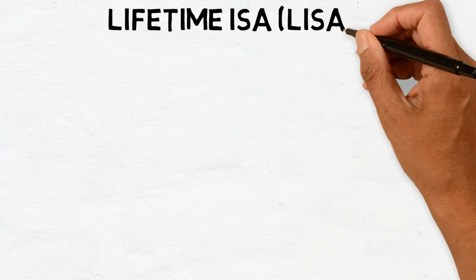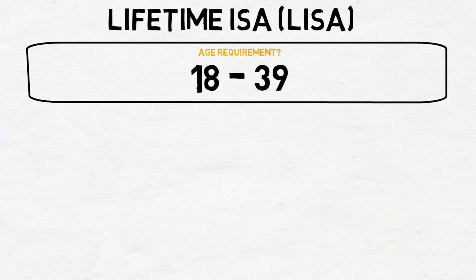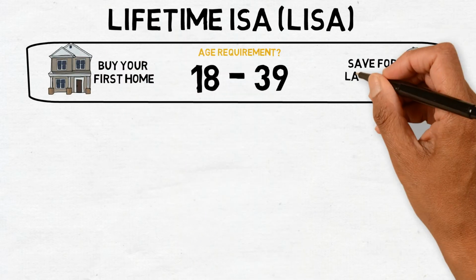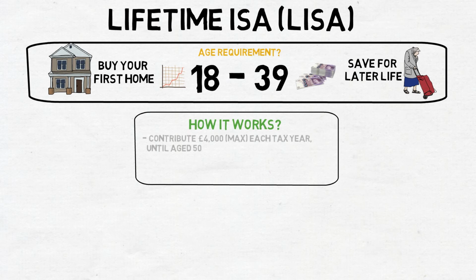To open a lifetime ISA, you must be between 18 to 39 years old. You can use a lifetime ISA to buy your first home or save for later life. You can hold cash or stocks and shares in your lifetime ISA or have a combination of both. Each tax year, you can deposit a maximum of £4,000. This could be in 1 month or throughout the year. And you can continue contributing to the ISA until you are 50.